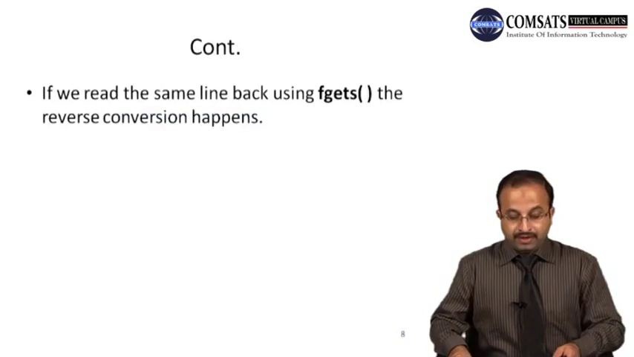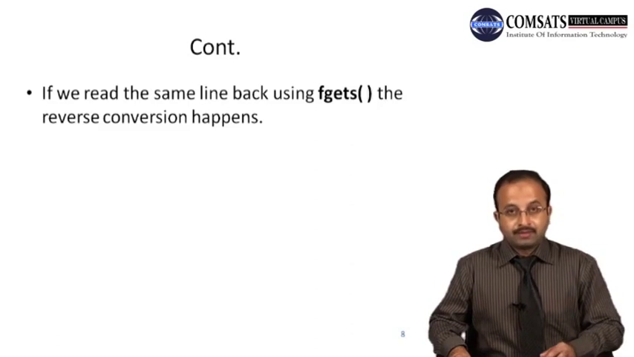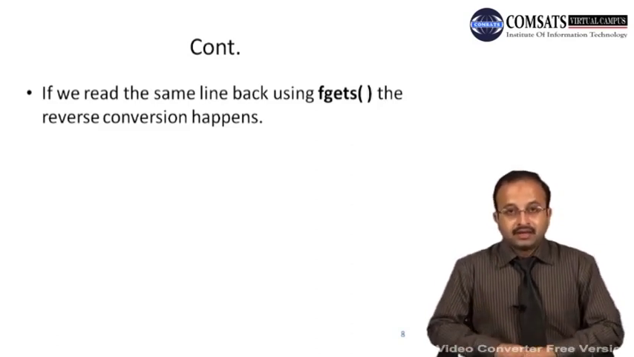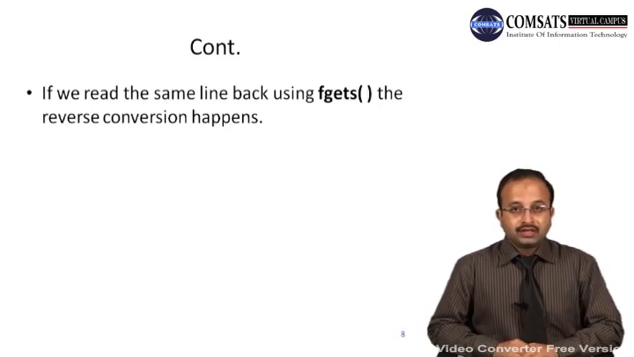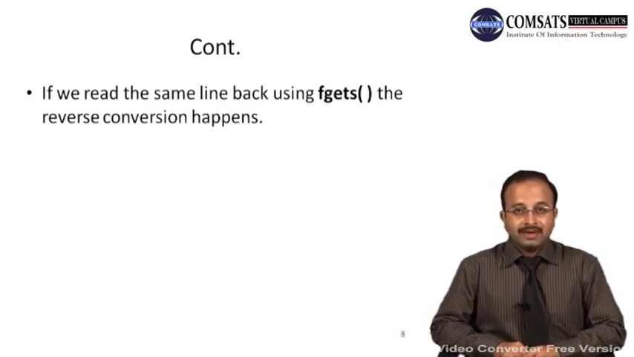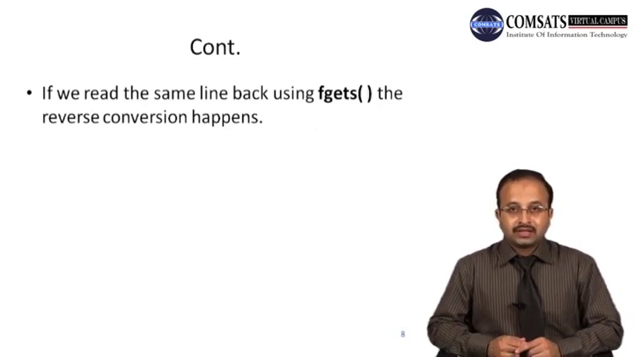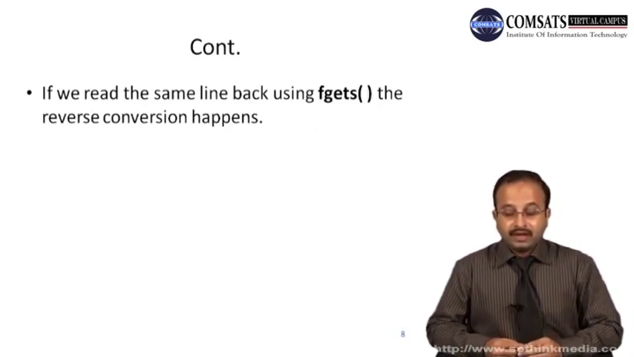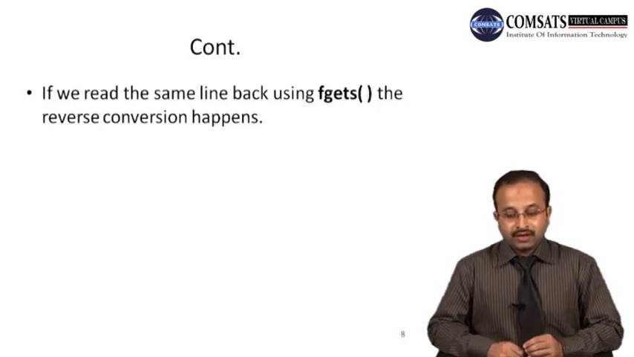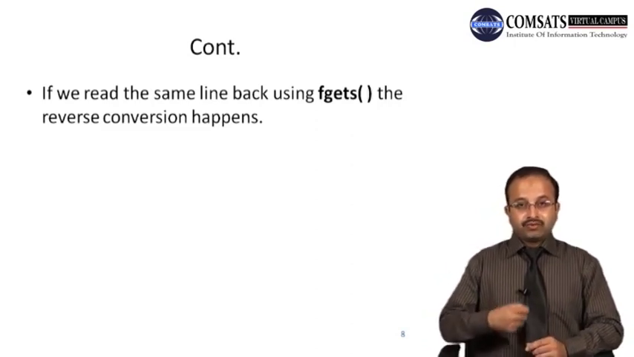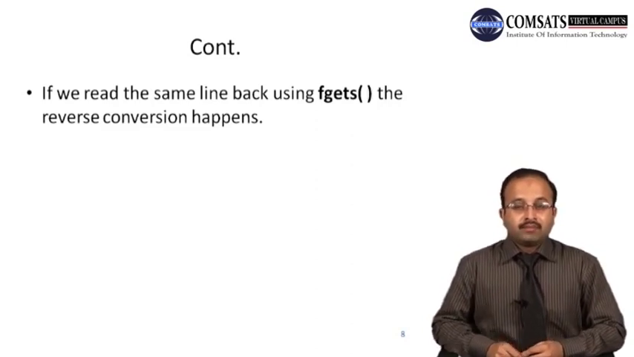Okay. If we read the same line back using fgets, the reverse conversion happens. और अगर आप fgets से रीड करेंगे, so fgets what it will do, it will replace \r and \n by \n. So fputs क्या करता था, it replaces \n new line character with \r and \n, and when you read the same content from the file using fgets, fetching the string from the file, it will convert the \r and \n combination into \n.